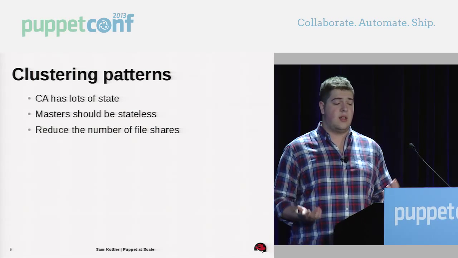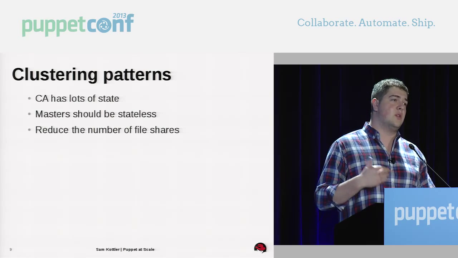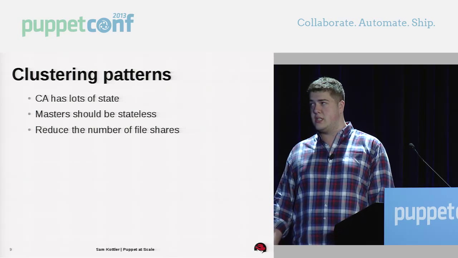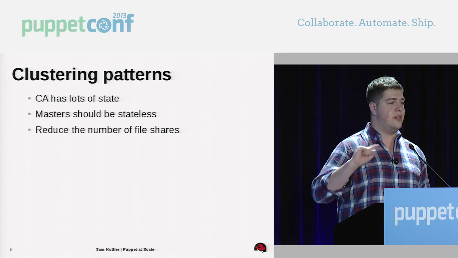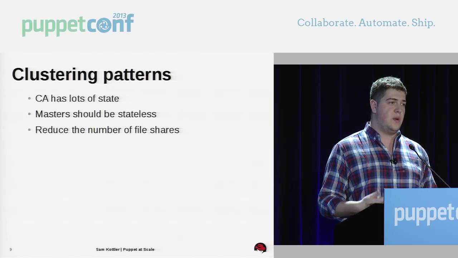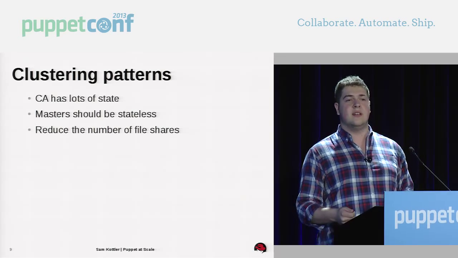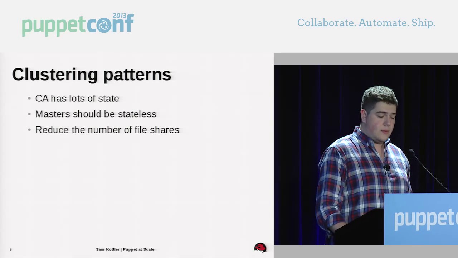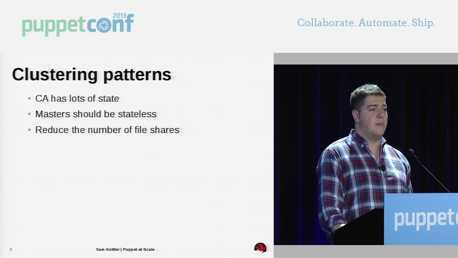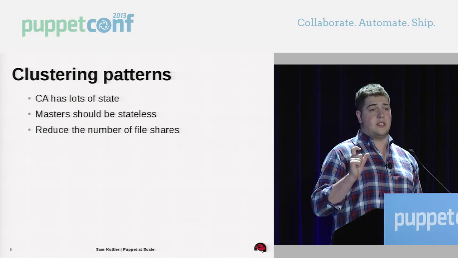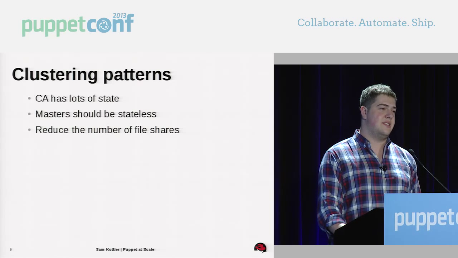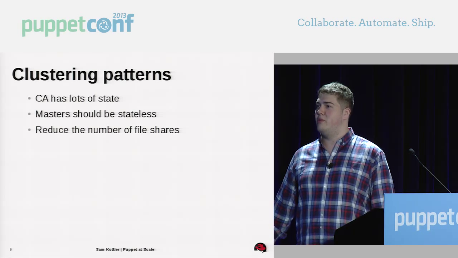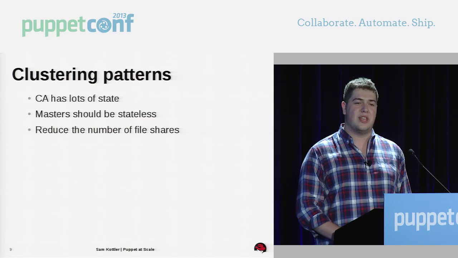So as I said, the CA has a lot of state, and the masters themselves, the ones that take requests, should be stateless. And another big part of this is to reduce the file shares that you have to do. Obviously, NFS fails in really fun ways, and the load on your machines goes crazy. It just goes through the roof. And so reducing the number of file shares that you're doing is great. Just make sure that the CRL is where it needs to be. Otherwise, you're in security problems. And if you have security people, they'll be really upset with you.